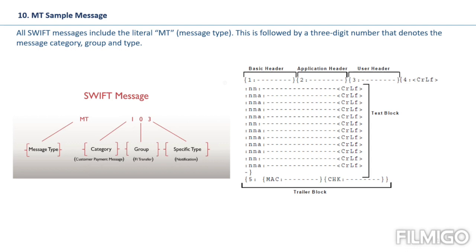So it's MT103. There are 5 blocks. First is a basic header, application header, user header, text block and the trailer block. Let's go through the depth of these blocks in the next slide.